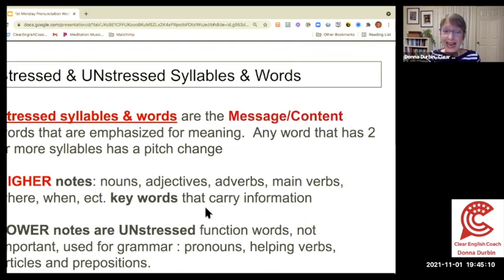So people are asking what words are stressed. The nouns, adjectives, adverbs, and your main verbs, your key words that carry information, are what have higher notes. In English, if a word has more than two syllables, one of those syllables has got to have a pitch change. Lower notes are these unstressed words, like "where's the key?" We don't say "where is the key?" Then everything sounds the same. It's function words, which we call grammar words, what holds the sentence together: pronouns, helping verbs, articles, a, the, and prepositions.